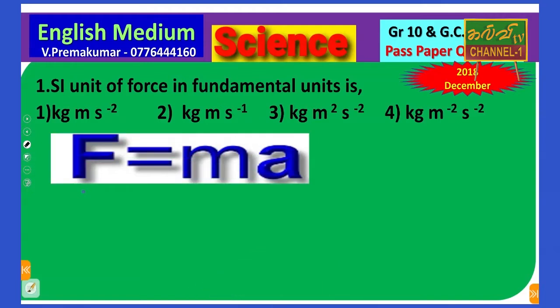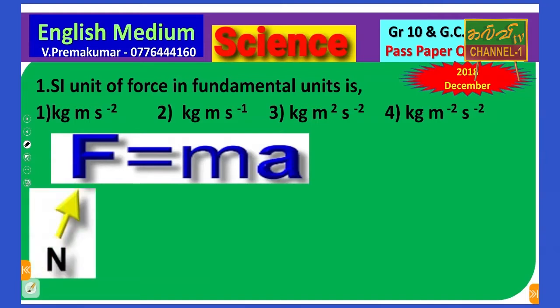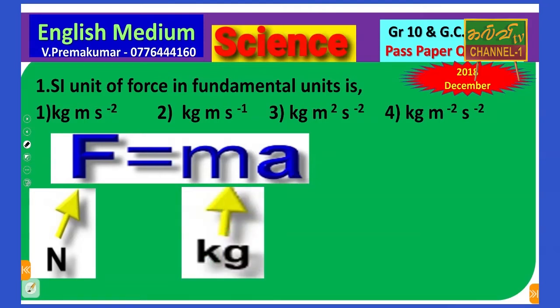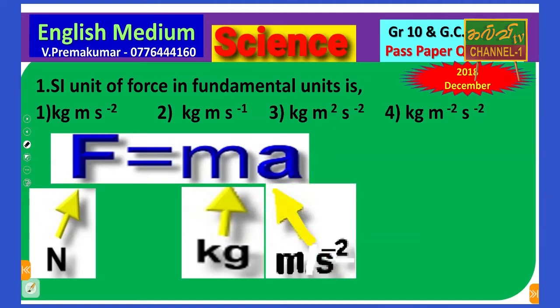According to Newton's second law, we already studied that F is equal to MA. F means force, M means mass, A means acceleration. The unit of force is Newton, indicated by capital N. The unit of mass is kilogram. Acceleration is meter second minus 2.